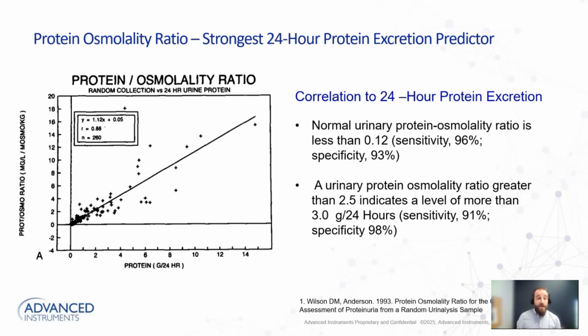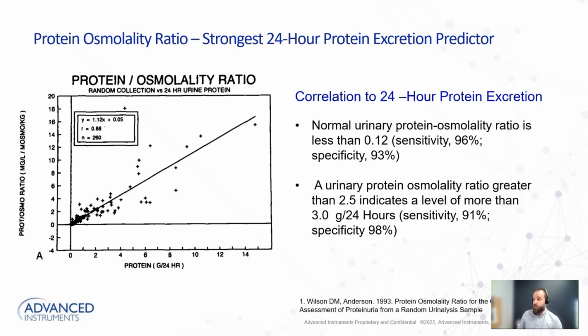Again, we also don't want to have to wait 24 hours, right? So if we can send a sample up and get a result in a couple hours, in an hour, however long it takes for your laboratory to turn around routine testing, that's going to save us a lot of time and effort around assessing the patient's level of proteinuria. So again, if that protein osmolality ratio is less than 0.12, then we know that the level of proteinuria is normal, or the protein excretion is normal, with a pretty high sensitivity and specificity.